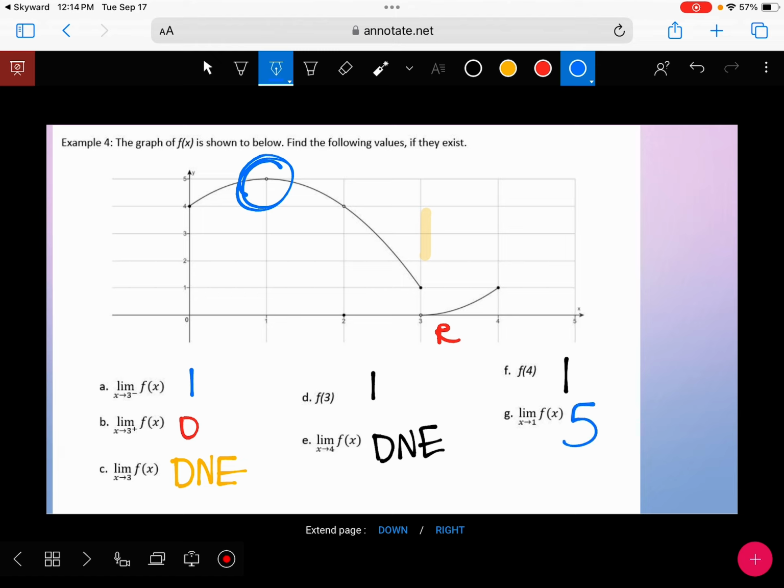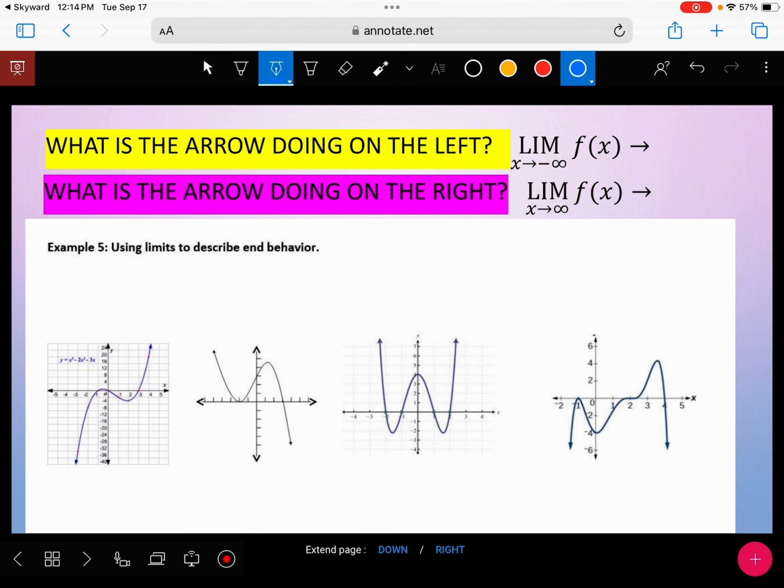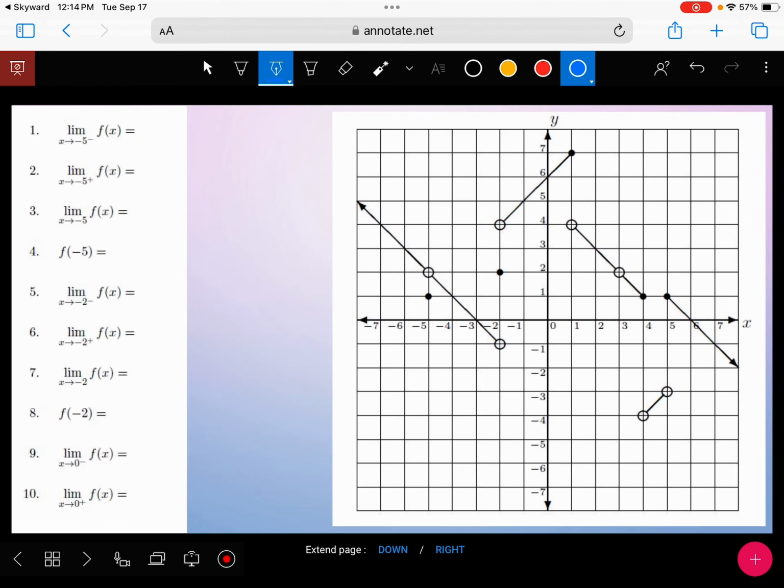So that was how many? 2 for 7 questions. Who got at least 4 right? Okay, then I'm happy with that. I want you to do the next one. We're going to come back to that. Go to the next page. I just want you to do 1 through 10, and then we'll end there. Just 1 through 10. That's it.